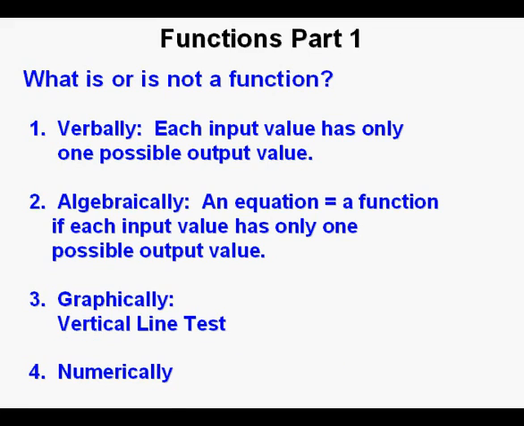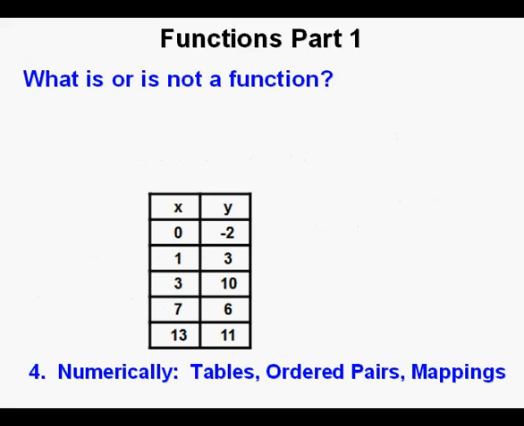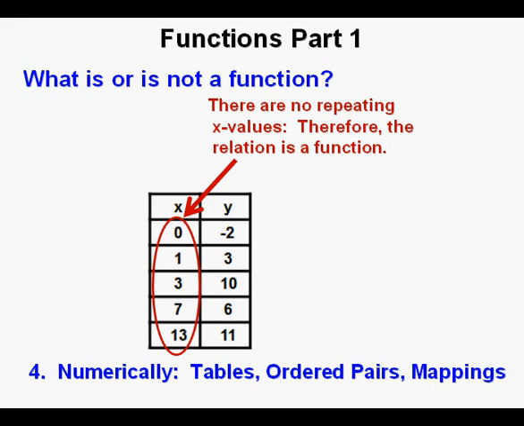Now we'll look at numerically testing if a relation is a function. We'll look at tables, ordered pairs, and mappings. First, we'll look at this table to determine if its data represents a function. The critical thing to observe about numerical data is whether or not the same input data gives us different output data. If there are no repeating input values, the data represents a function. There are no repeating x values here in this table, therefore this relation is that of a function.